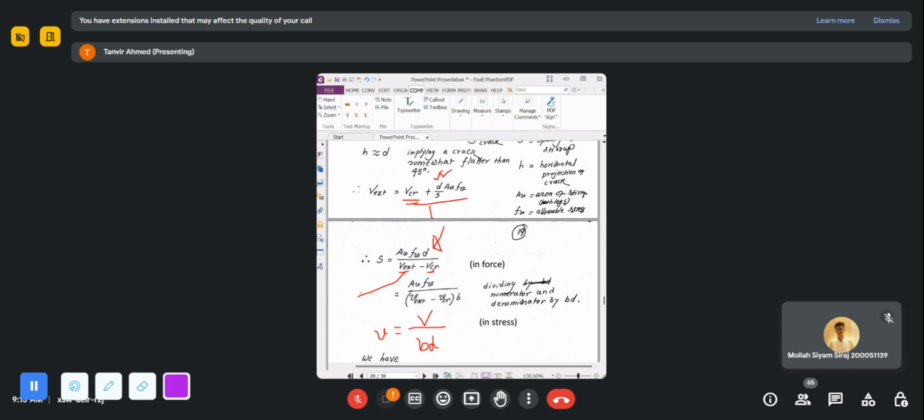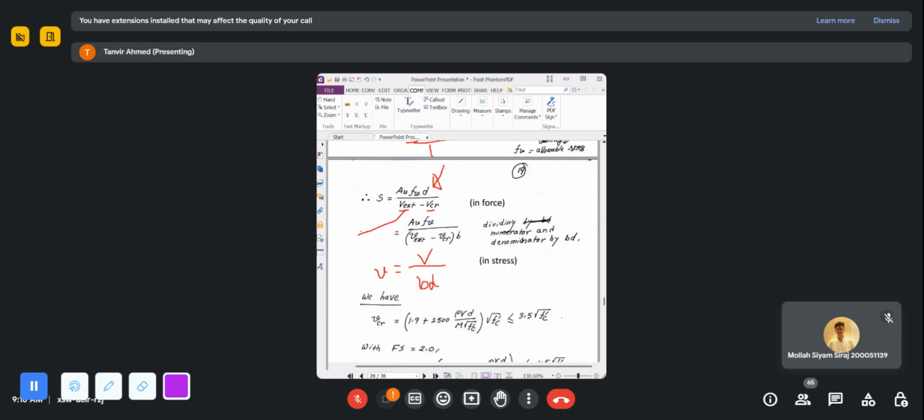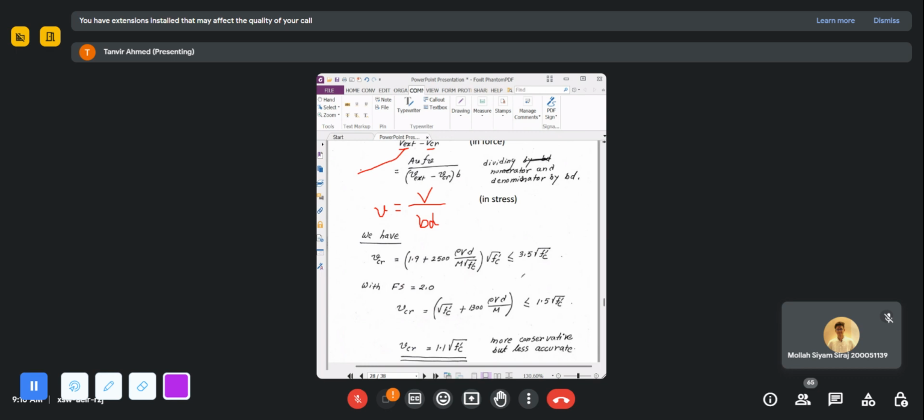উপর নিচে দুই পাশে যদি আমি BD দিয়ে ভাগ করি, তাহলে কি হবে? উপরে D টা ক্যান্সেল আউট হয়ে যাবে, ঠিক আছে, নিচে একটা B আসবে, সেই D টা নিচে রেখে দিলাম, আর V external by BD, VCR by BD কি হয়ে যাবে? Small V external or small VCR, because my small v, this is the shear stress, equals the shear force divided by BD.